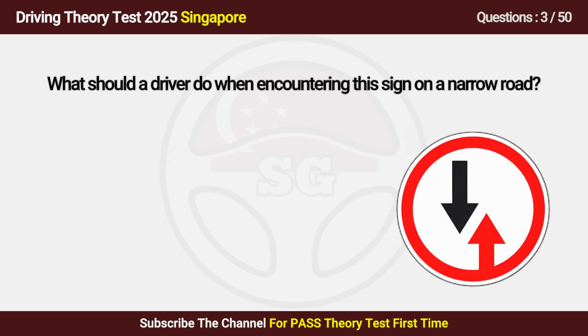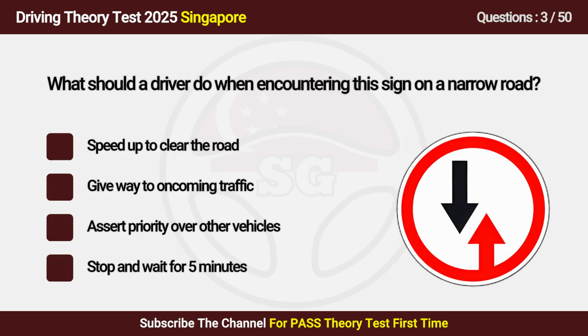Question 3. What should a driver do when encountering this sign on a narrow road? A. Speed up to clear the road. B. Give way to oncoming traffic. C. Assert priority over other vehicles. D. Stop and wait for 5 minutes.